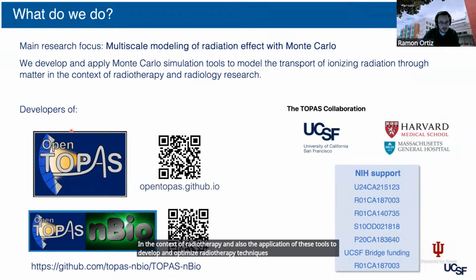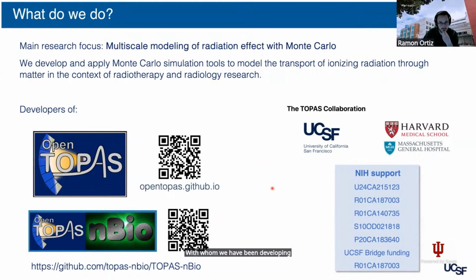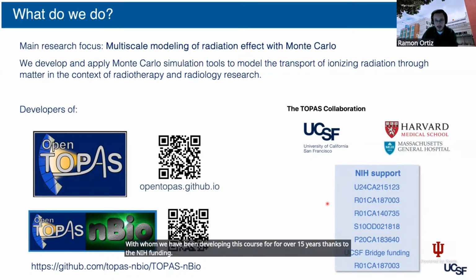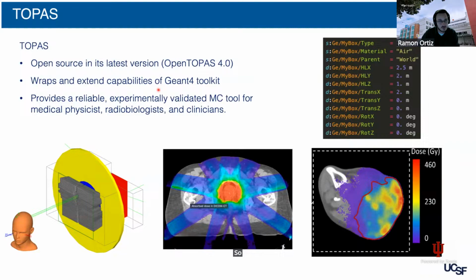So we are developers of the TOPAS and TOPAS-nBio codes, in collaboration with our collaborators at Harvard Medical School and MGH, with whom we have been developing this code for over 15 years, thanks to the NIH funding. So in short, TOPAS is a Monte Carlo toolkit that simulates the detailed transport of ionizing radiation into a patient.